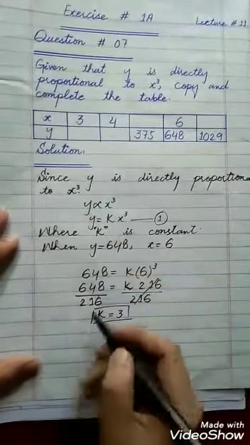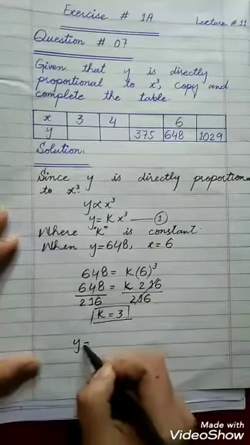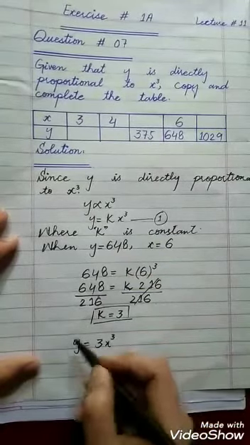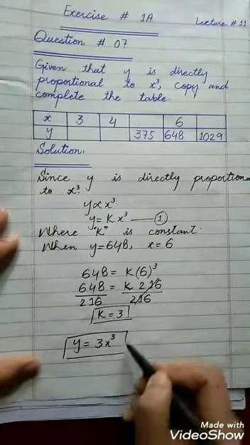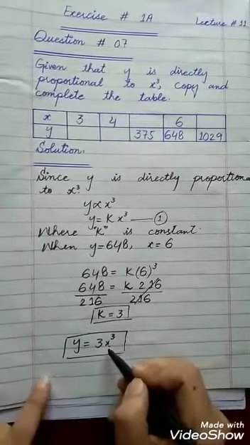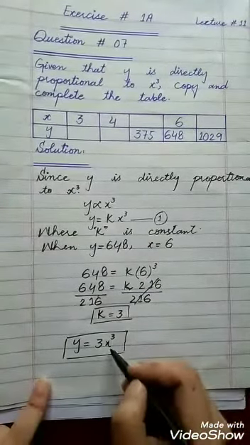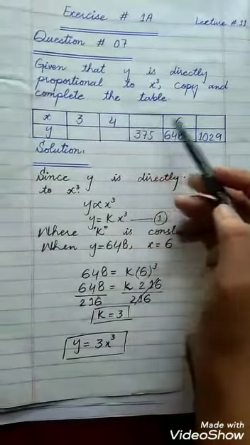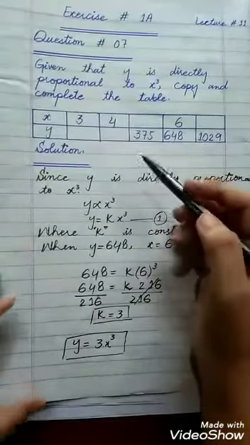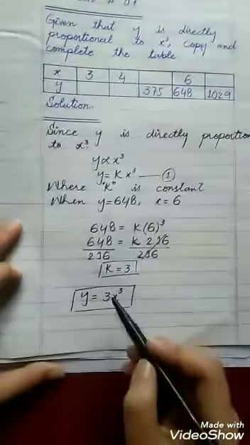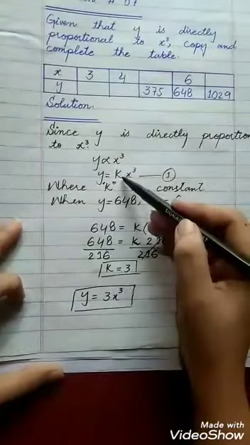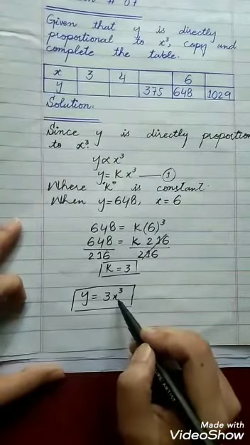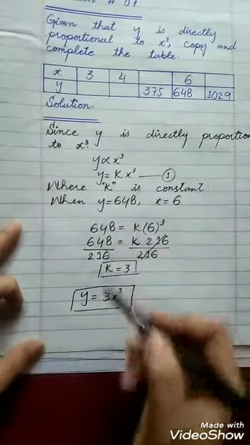And what equation will there be now? That is y is equal to 3x cube, where we have placed the k value. It is the equation which connects x and y. So we will use this equation to find all the other missing values, x values and y values. We have placed the k value here, that is 3. Now move ahead, students.